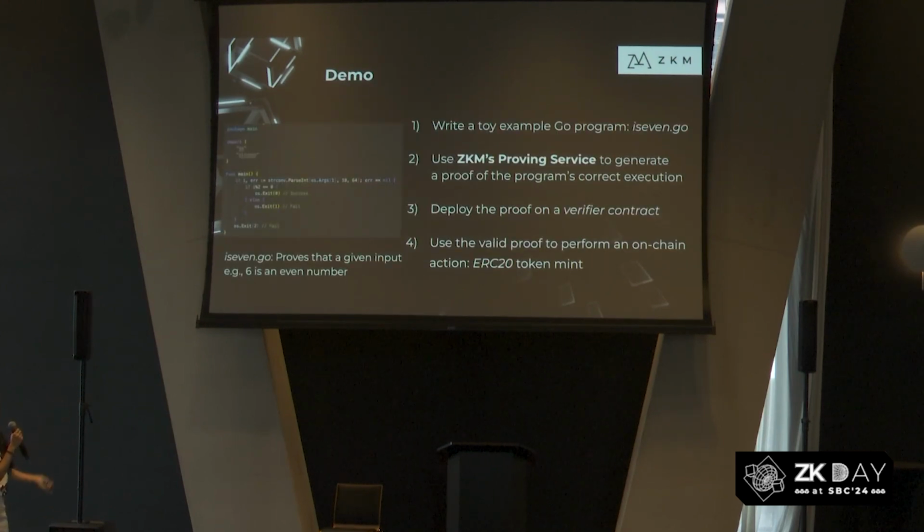And as you can see, it's a very basic program that checks if an input is an even number. If not, that program will fail. From there, we'll use the proving service to generate a proof for that program's correct execution, and then deploy our proof on a verifier contract. And as a last step, use the valid proof to perform some on-chain action. So in this case, we are minting an ERC20.